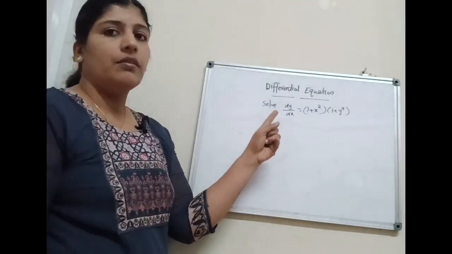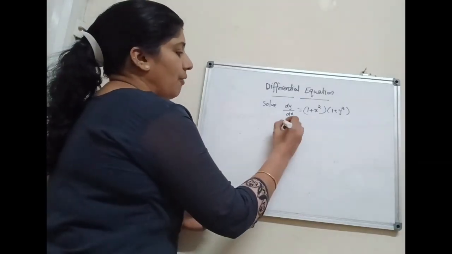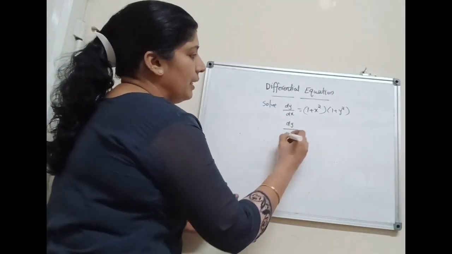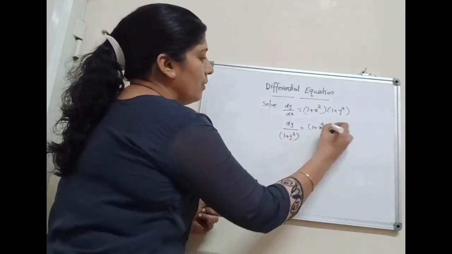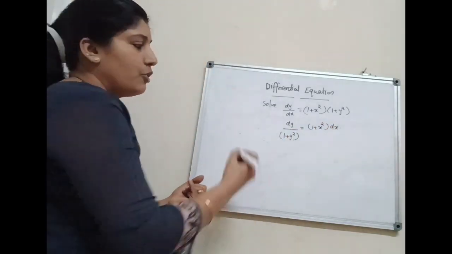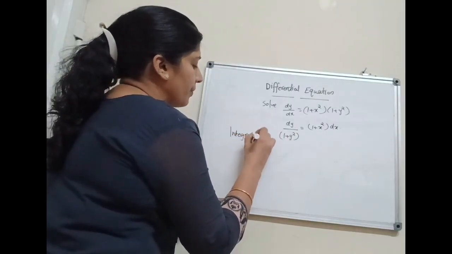Next question. Solve dy by dx equal to 1 plus x square into 1 plus y square. Here, first we have to separate the variables. Therefore, dy by dx divided by 1 plus y square equal to 1 plus x square into dx. Next, integrate on both sides.